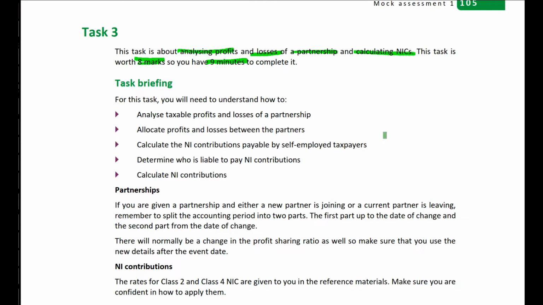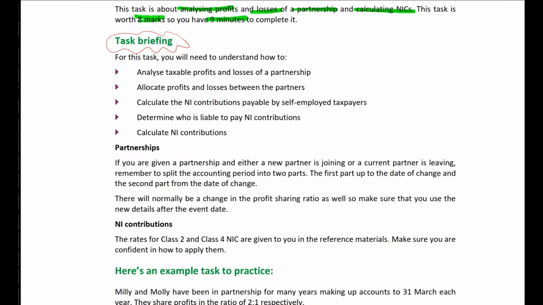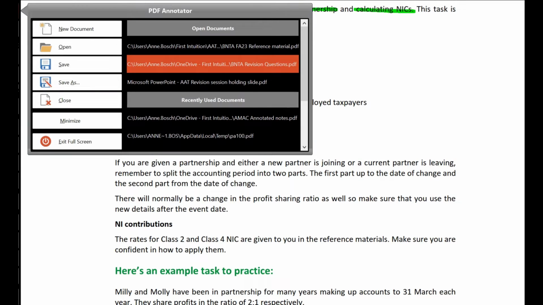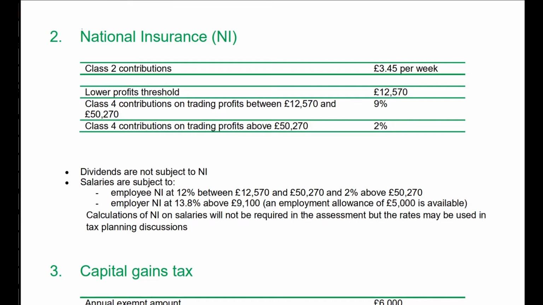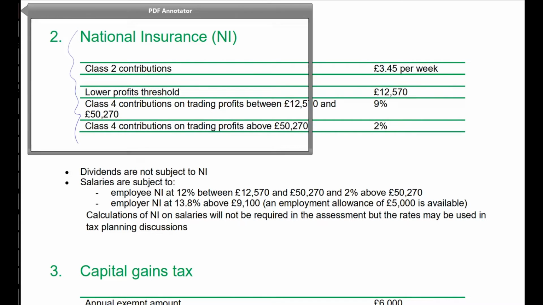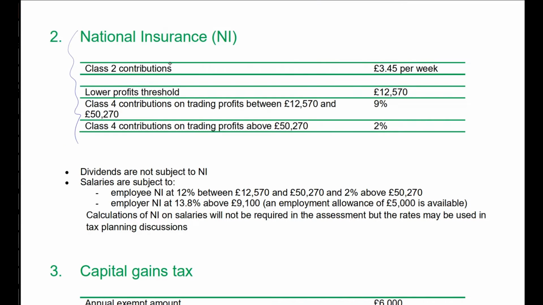We then follow that with a task briefing. I'm not going to go through that with you, but it's there for your reference. So if you do feel a little bit weaker in terms of knowledge of partnerships or national insurance, then you might find that helpful. The reference material, of course, is always useful as well. You might want to be aware of national insurance in section number 2, and we'll no doubt be referring to that as and when we need it later in this question.